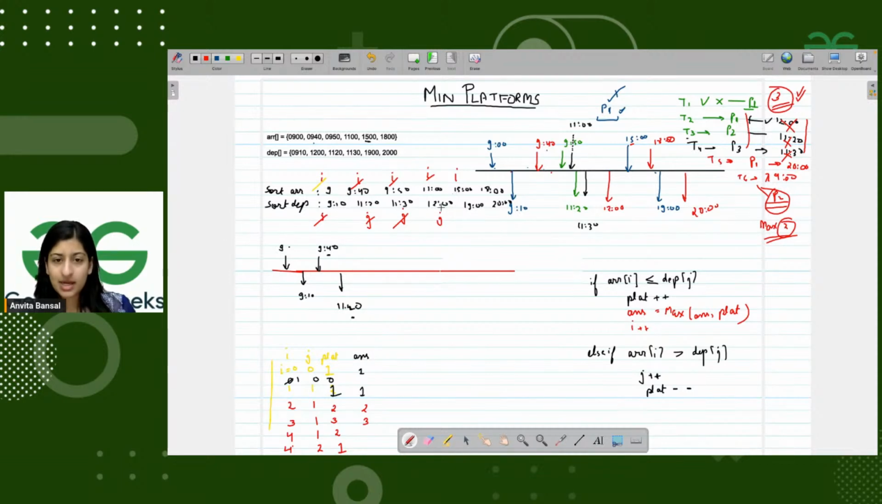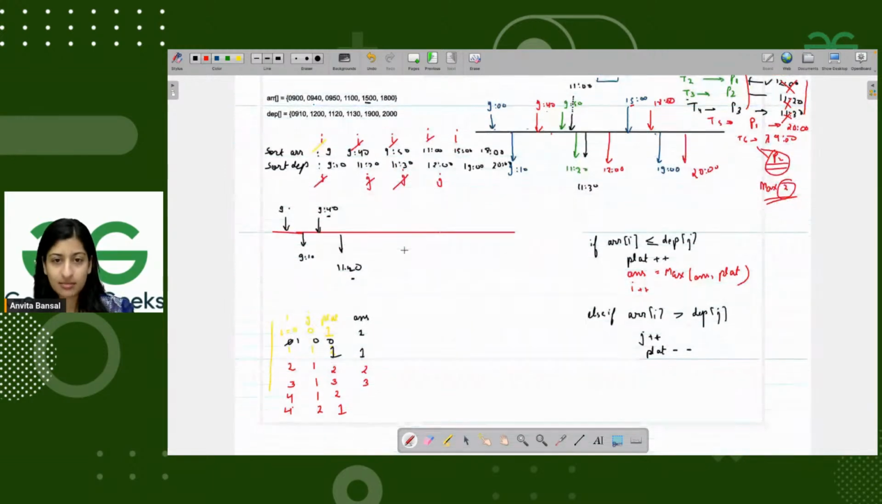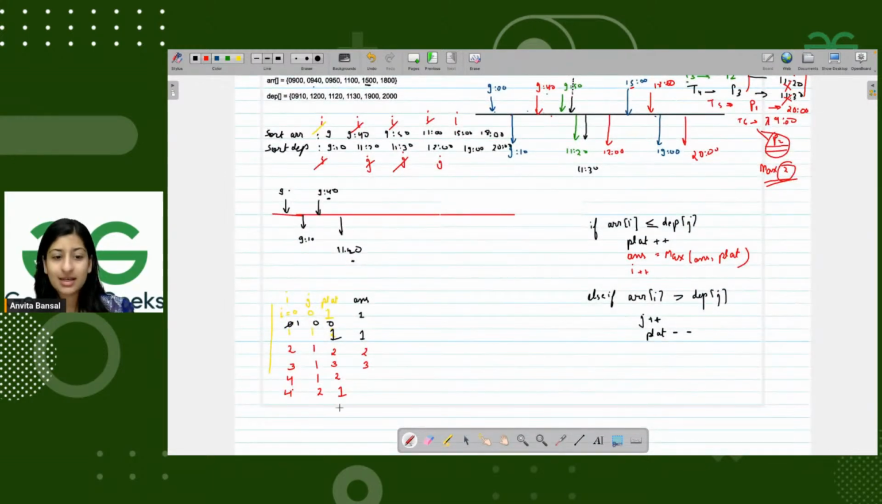Again, you do the comparison I with J. I is again greater than J. It goes to else if condition, does nothing but decrements the count of platform, which will become 0. And your I was at 4 only, but your J was at 3, 0, 1, 2, 3, and that is how your platform has become 0.